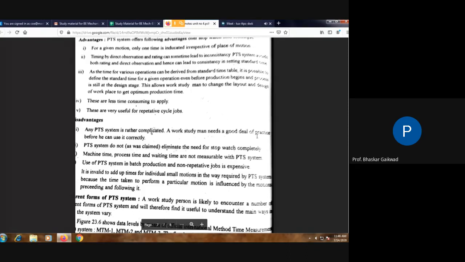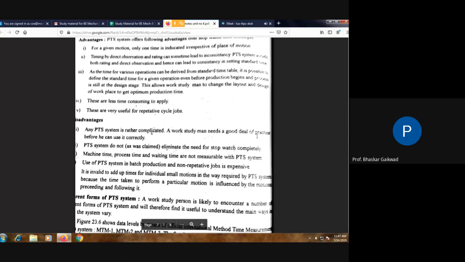So this actually means to say, now, the fourth point: use of the PTS system in batch production and non-repetitive jobs is expensive. Now, if continuous production is there, then always we have to use work sampling. Here we cannot use predetermined time systems or standard data. Particularly for batch production we can use PTS, not for continuous production. If continuous production is there, then we can use work sampling.